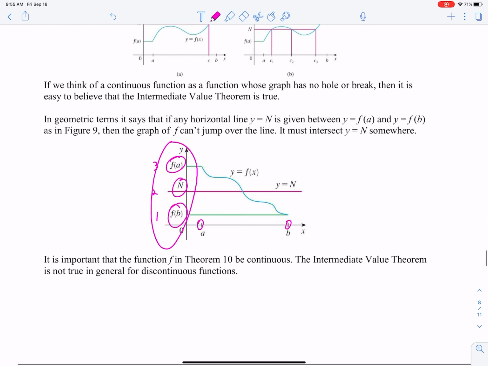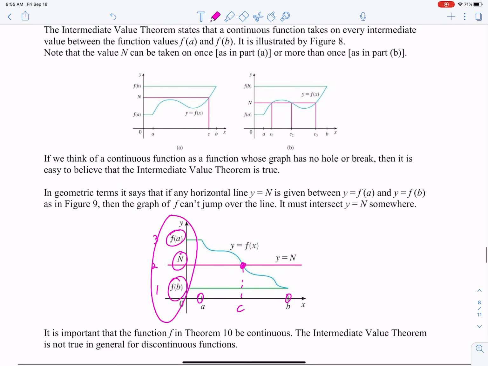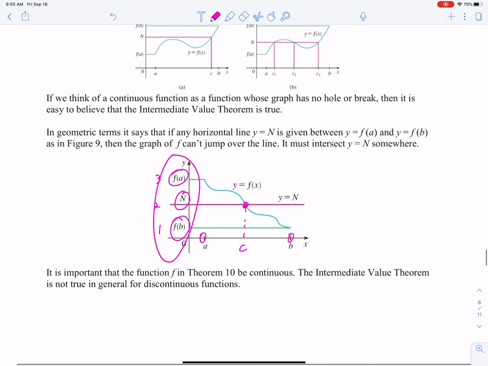Then there exists some number c. In other words, right there's c. Between a and b, such that f of c equals N. There it is. So if we plug this value into the function, we get N. F of c equals N. And there you go. The intermediate value theorem.